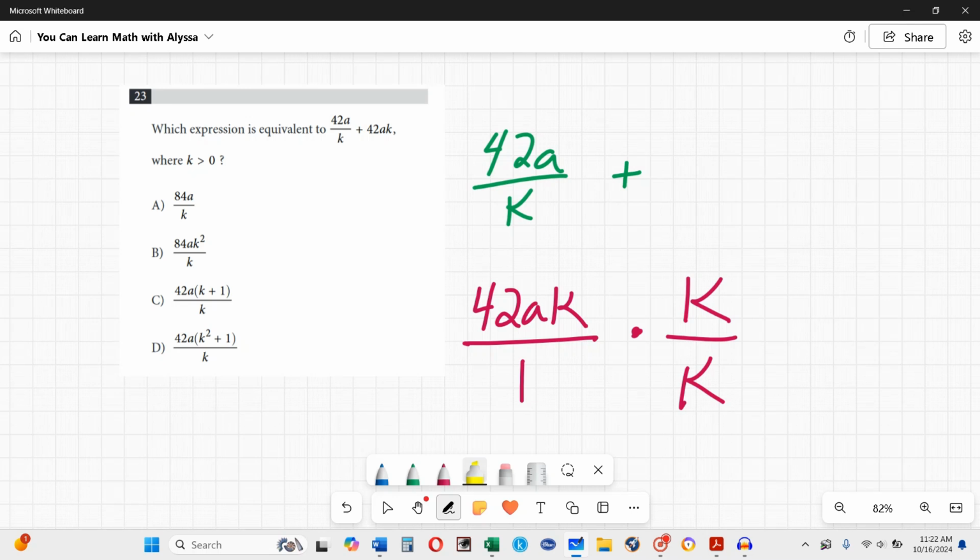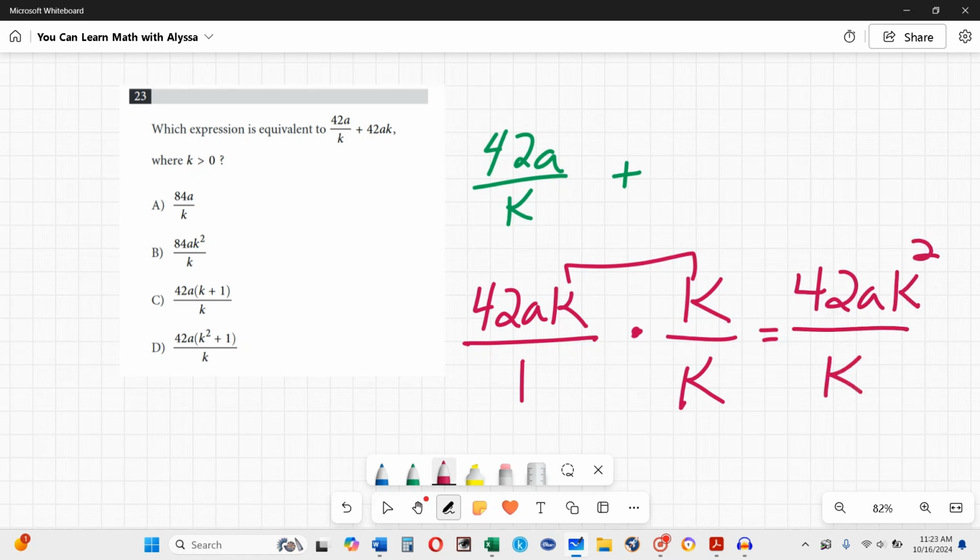Isn't that changing things? No, because we're told k is greater than 0, so it's not a 0. Any number that is not a 0, if you put it over itself, it's the same as 1. 5 over 5, a million over a million, x over x, those are all just equal to 1. So k over k is 1. If I multiply this by 1, I'm not changing anything. So on the top, 42 and the a stay the same. k times k is k squared. On the bottom, 1 times k is k.